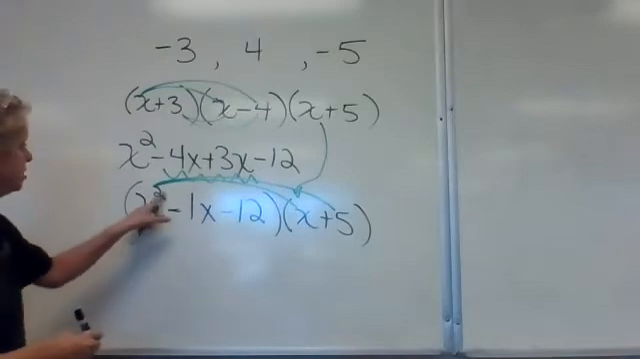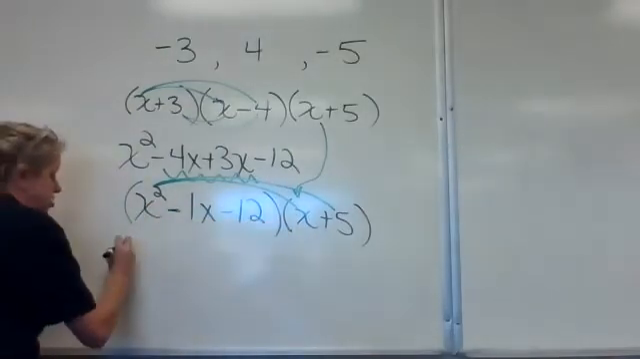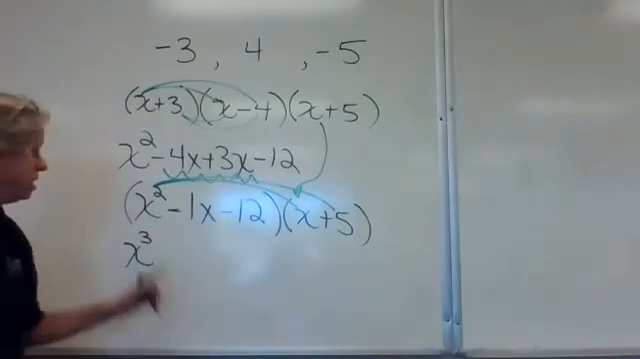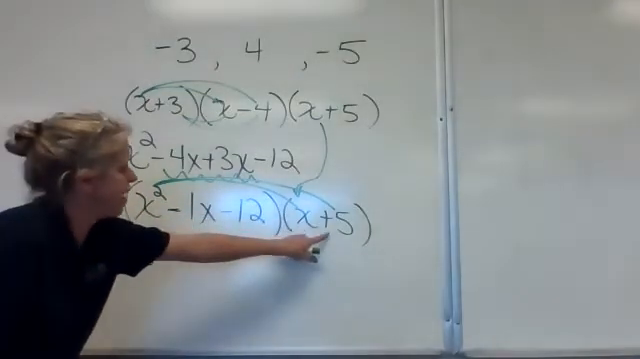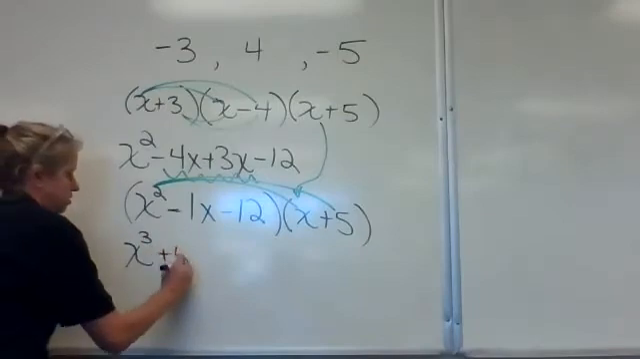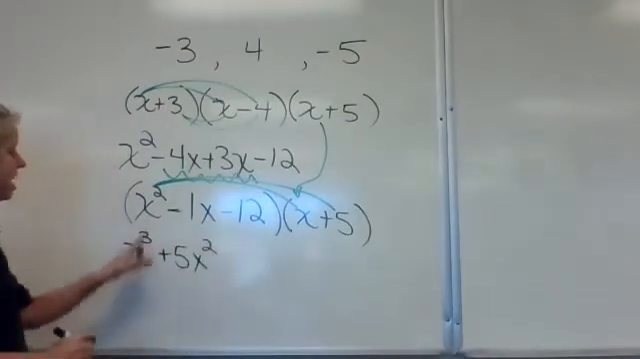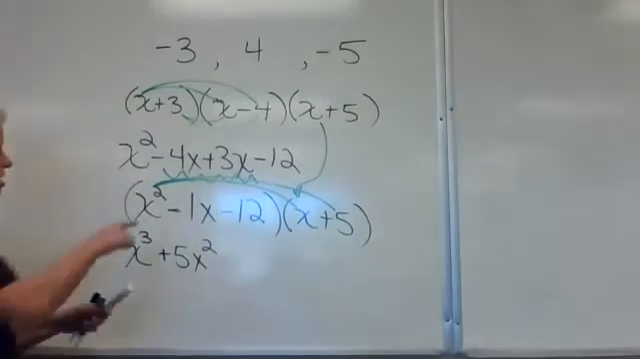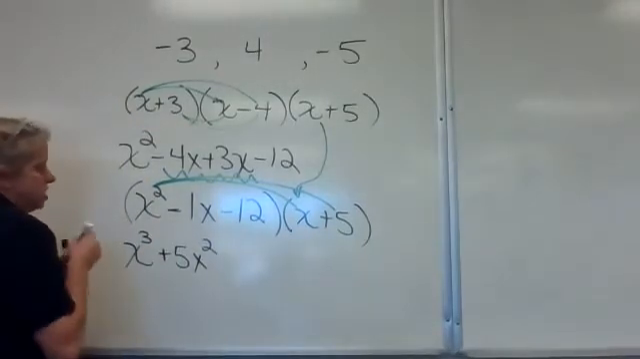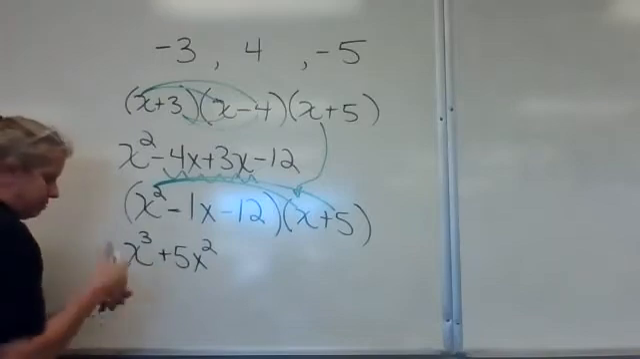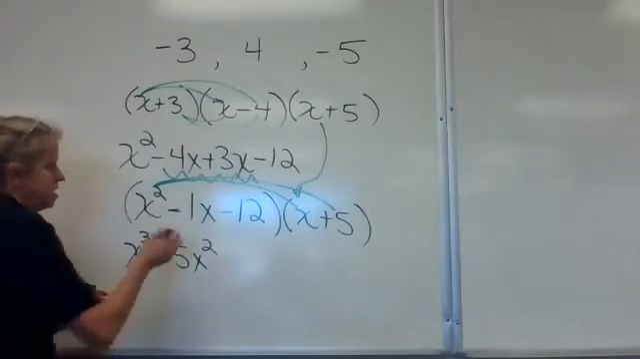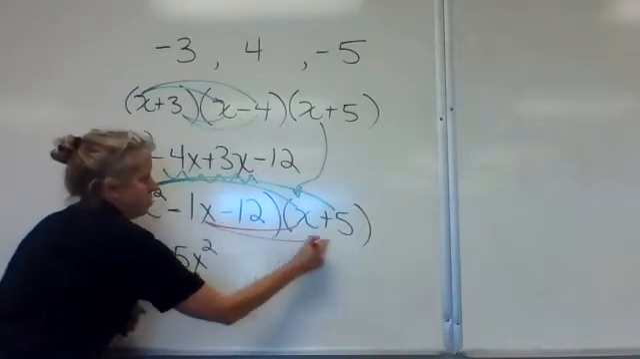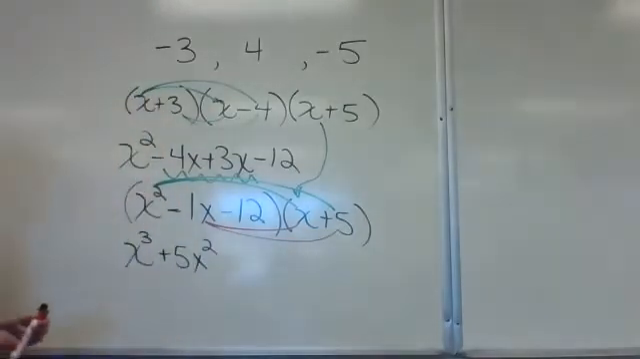So let's see, I've got x squared times x, which is x to the third. X squared times 5 is 5x squared. So it's kind of like you're done with that x squared now. Moving on to the next term in here, which is this -1x. So let's see, this -1x goes to both of those.